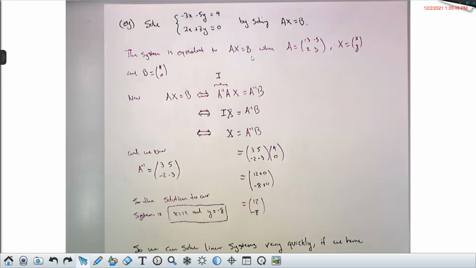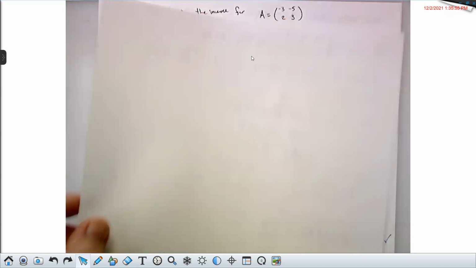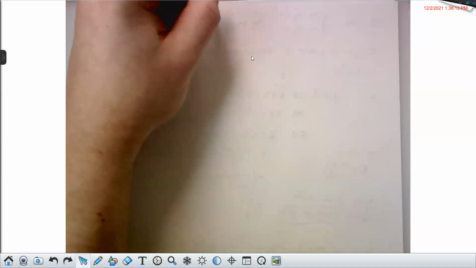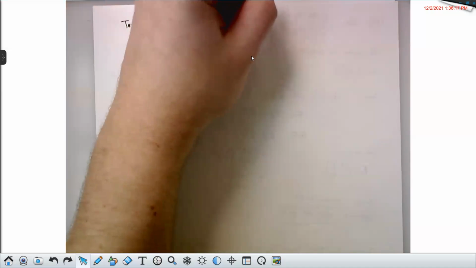I would like to solve one more system like this for you, but we don't have time to cook up the inverse in the way we did. So I'm going to show you one thing real quick before we go, and then I'll solve one more system if we have time. There is a trick for finding A inverse when A is a 2 by 2.